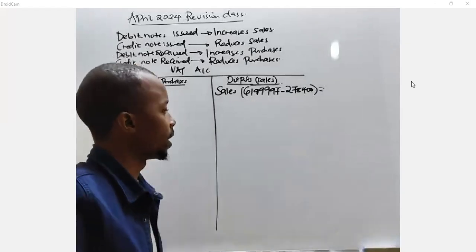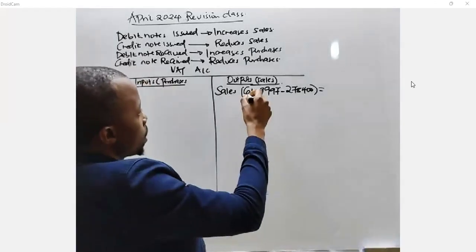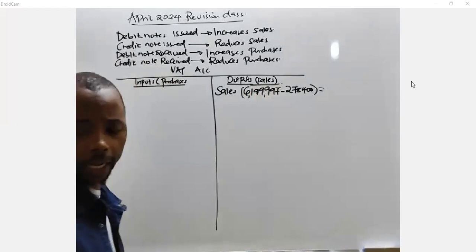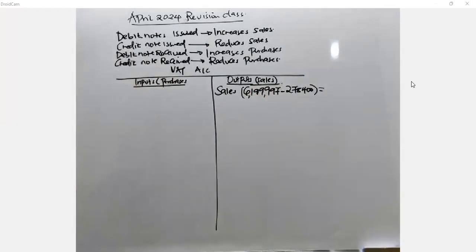When you take 6,199,997, how much are you getting? Let me look for my calculator.